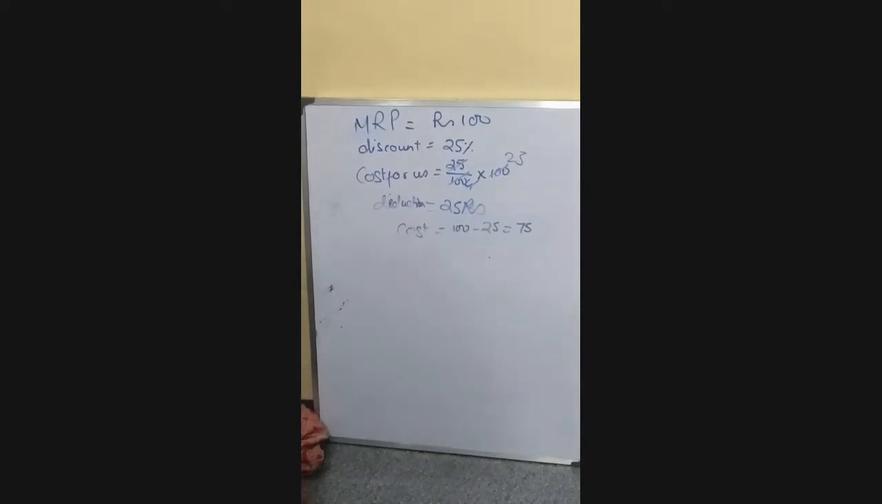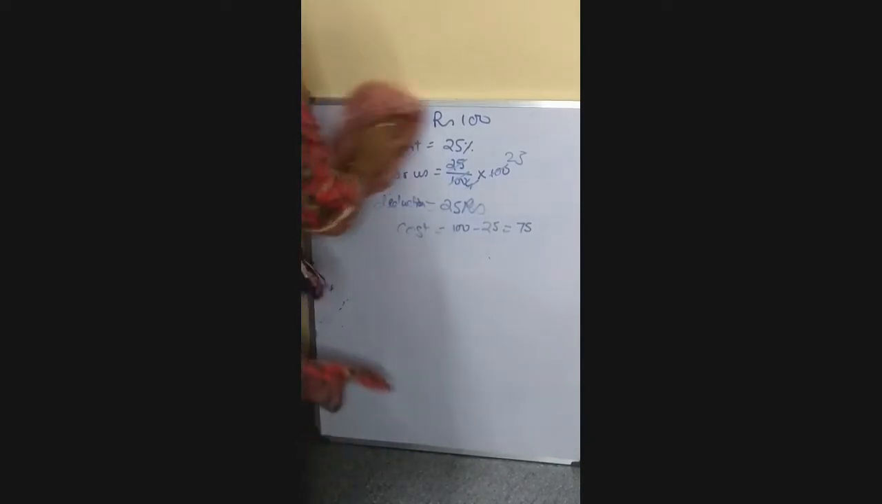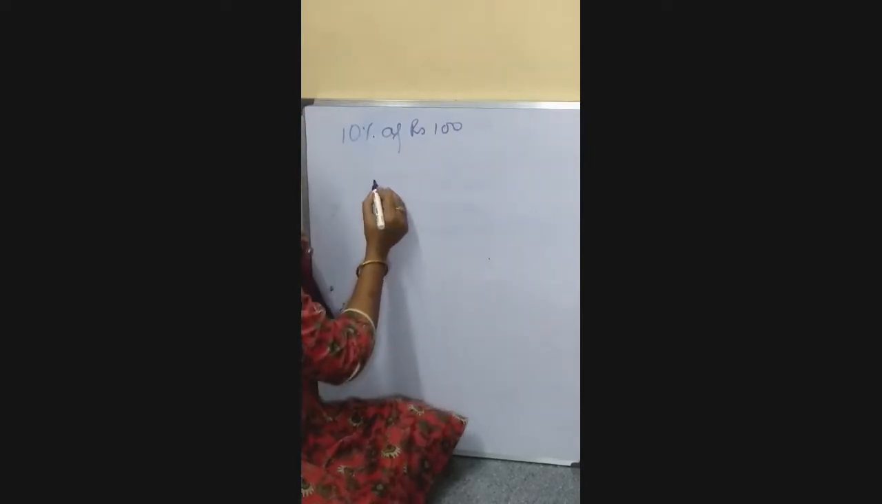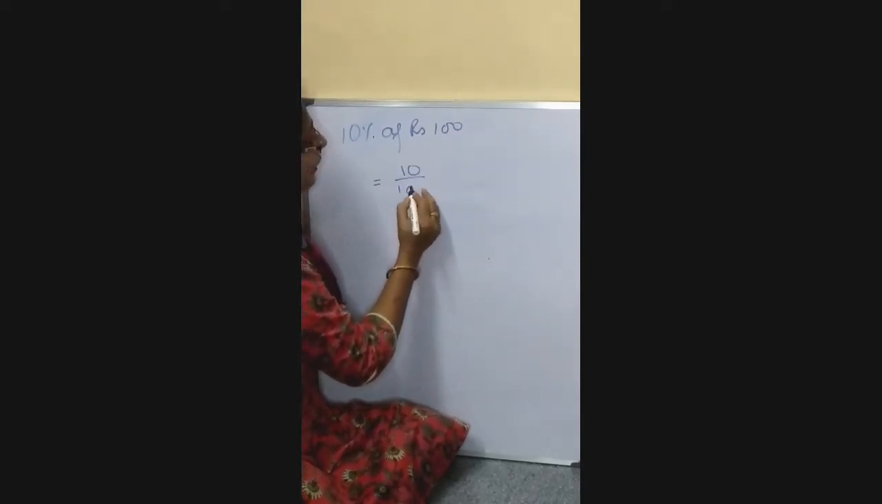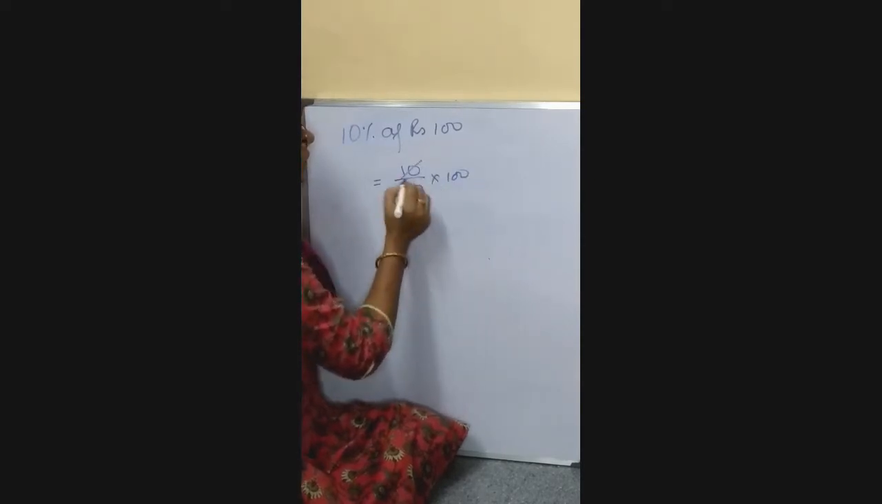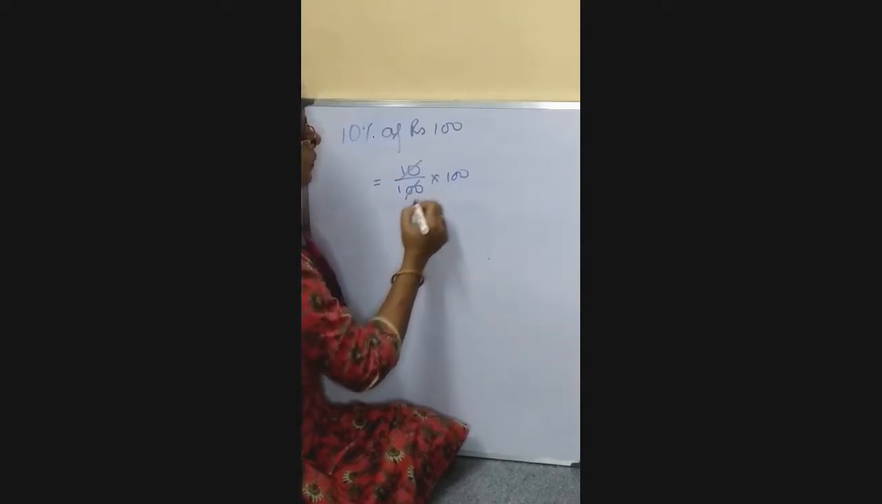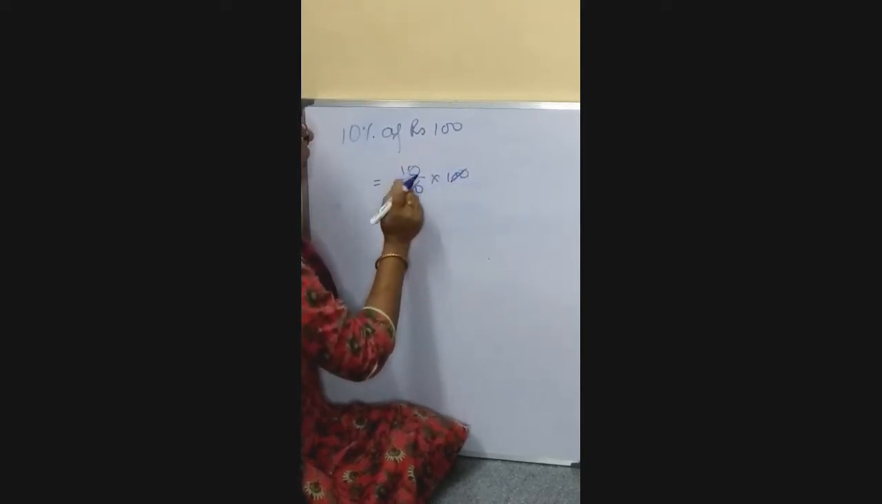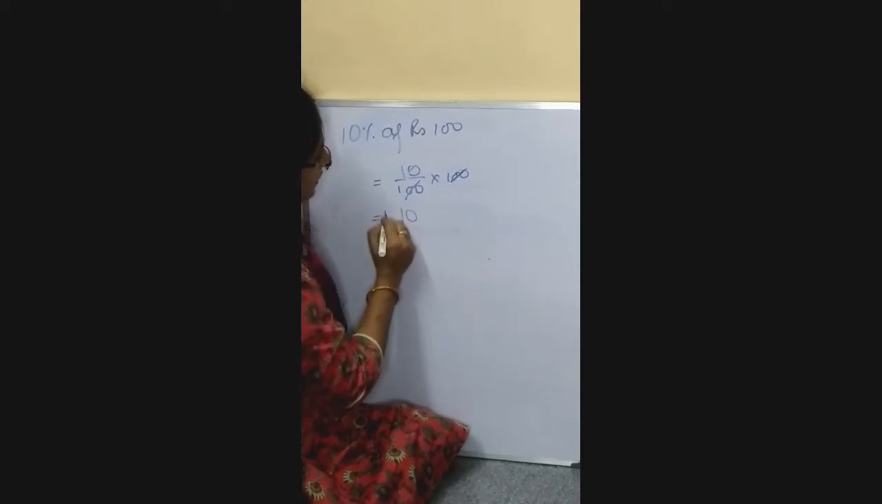It's okay. Now we are doing some sums related to this. Like this, if there are some questions, that is 10% of ₹100. If it is written, then 10 by 100 into 100. That means if we cut this, it is 10 rupees.